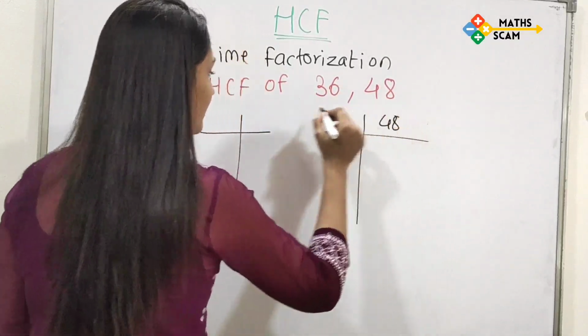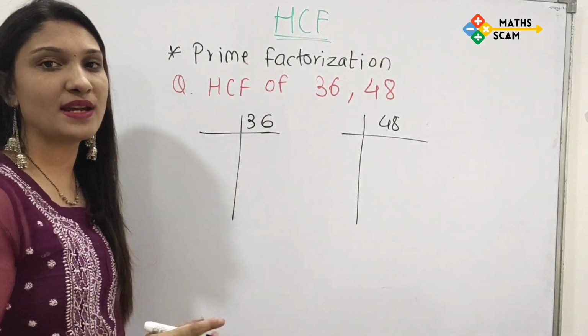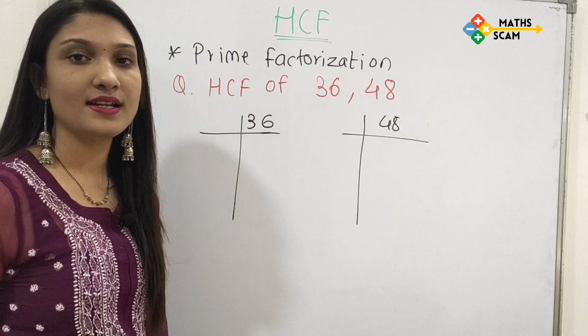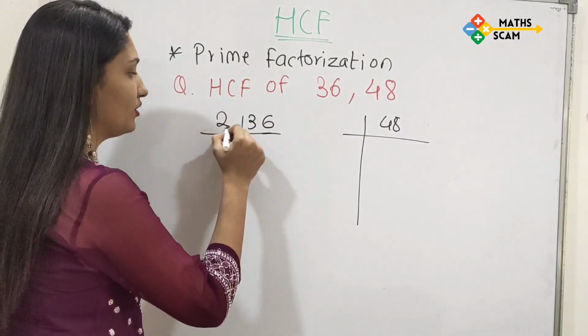Write 48 here, 36 here. What is our first step? Find the least prime number which can divide 36. So the least prime number is 2. Can 2 divide 36?